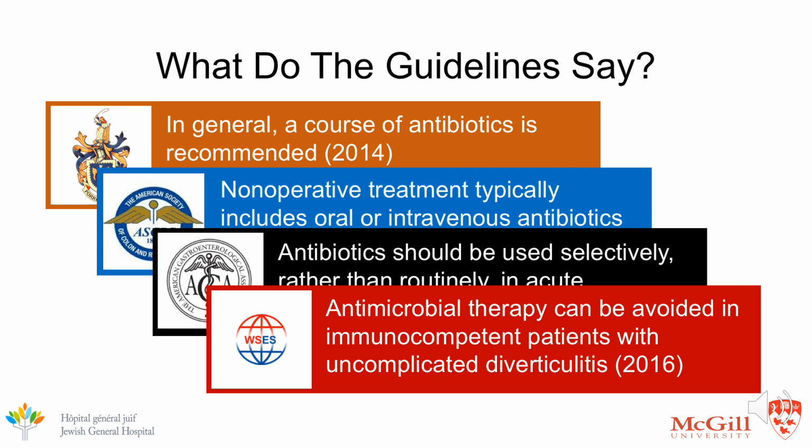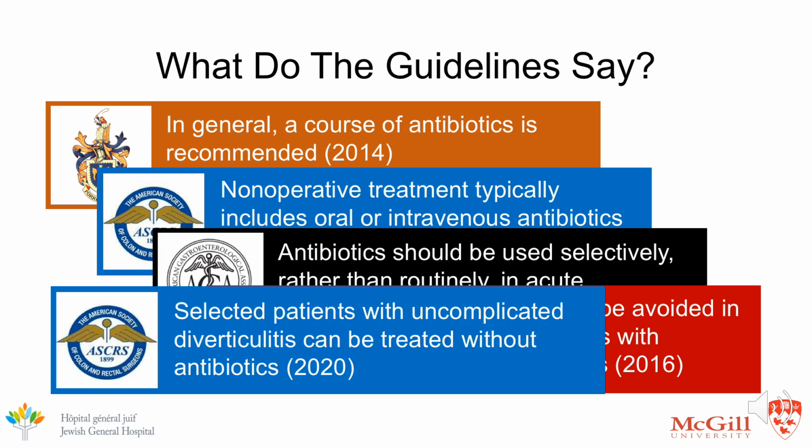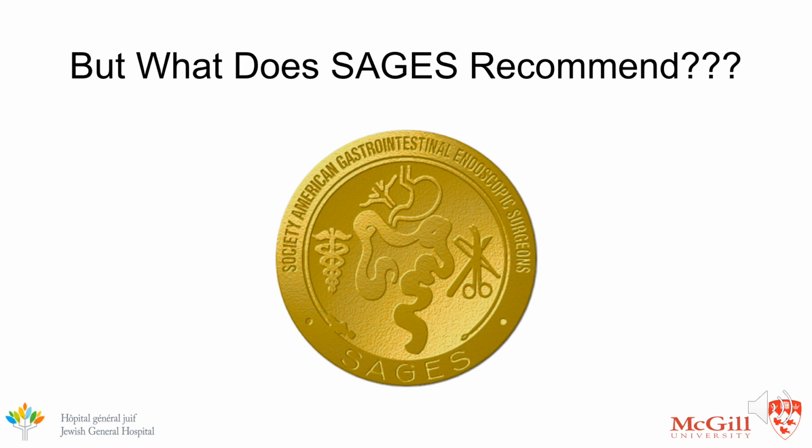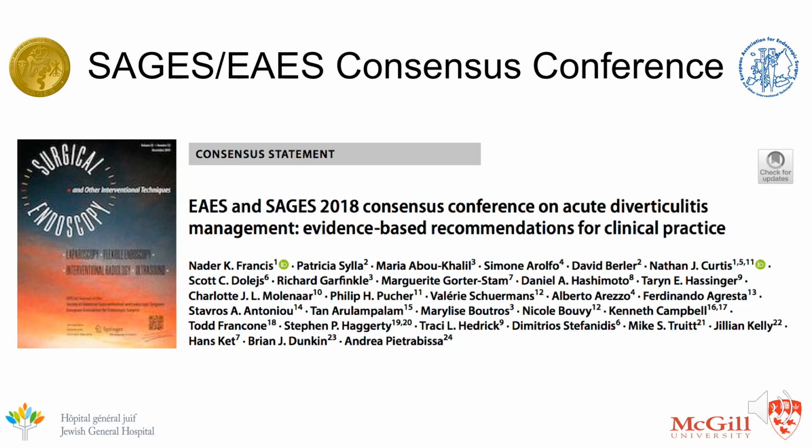avoided in immunocompetent patients. Now, one of the only benefits of delaying this talk to August was the publication of the updated 2020 ASCRS practice parameters, which now state that selected patients with uncomplicated disease can be treated without antibiotics. So you can definitely see a tendency towards less stringent recommendations for antibiotics over time. But of course, none of that really matters because everyone here wants to know what SAGES recommends.